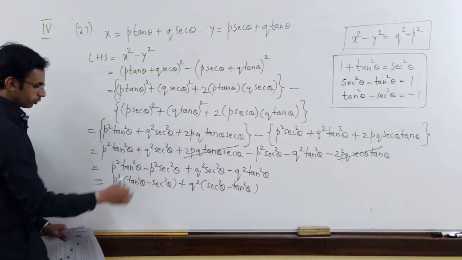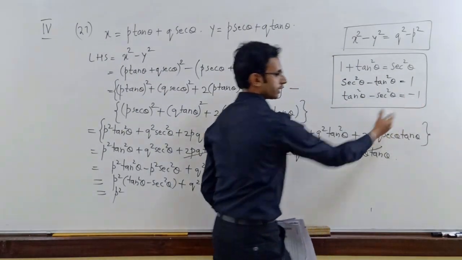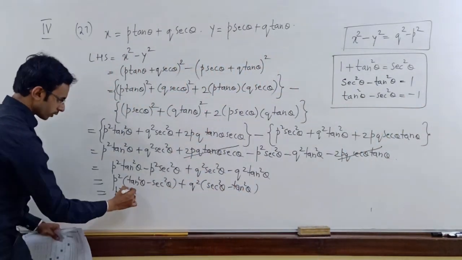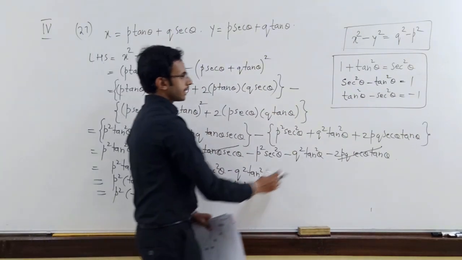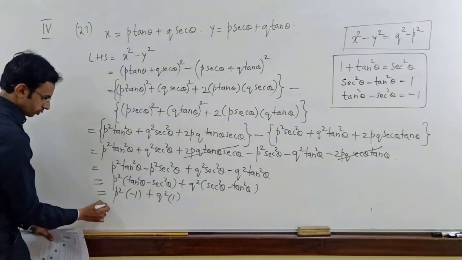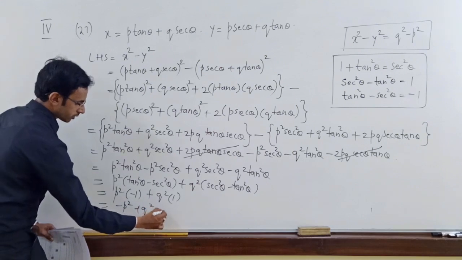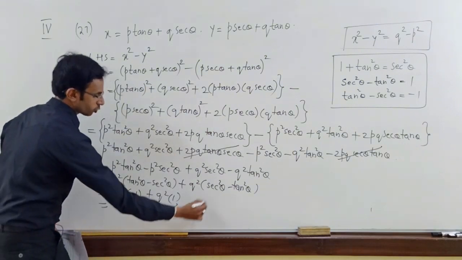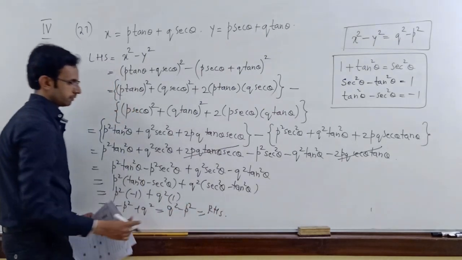If you look at the board, tan square theta minus secant square theta is nothing but equal to minus 1 from this identity. So I can replace this with minus 1, and secant square theta minus tan square theta is nothing but 1. So multiplying this, minus P square plus Q square, or you can also write it as Q square minus P square, and this is what is your right hand side. So this will give 3 marks.